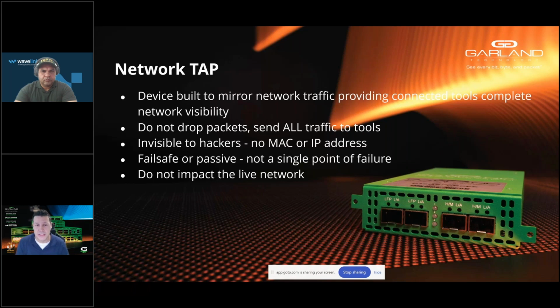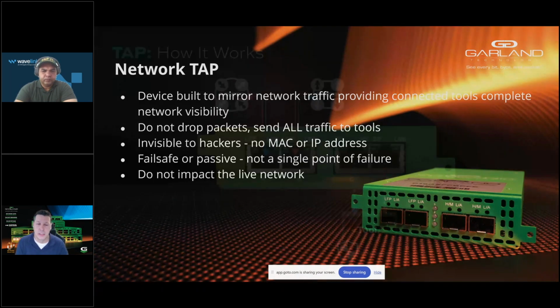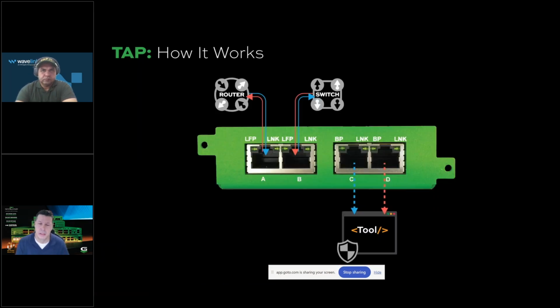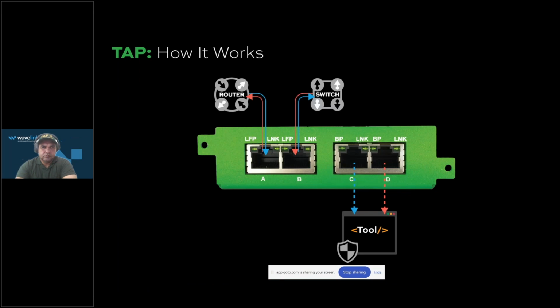The other good thing about this is they are invisible to hackers. In a lot of cases, these devices don't have IP addresses, they don't have MAC addresses, they're not manageable. And in the case of fiber taps, they're actually completely passive. They don't have any power, they don't need maintenance, they don't need patching. These are invisible to a network, and they don't impact the live network. If you pull power out of a tap, or in a passive tap, you don't have power. These devices are completely invisible and don't require maintenance.